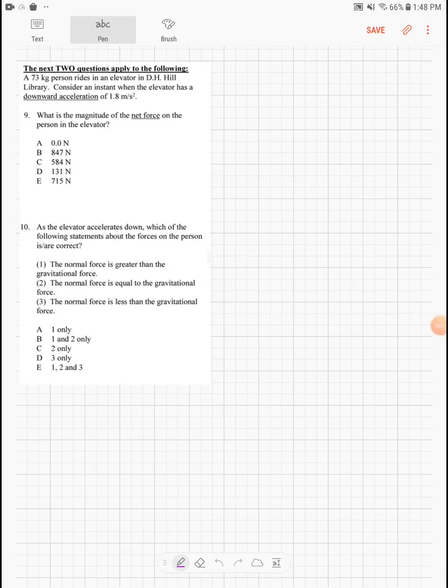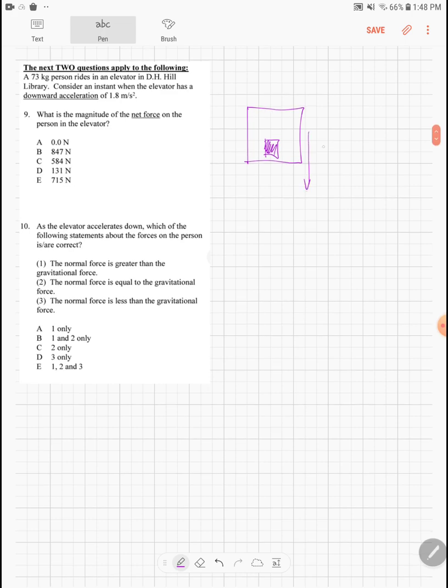Okay, here we have two problems for the same situation, where we have a 73 kilogram person in the elevator, which has a downward acceleration of 1.8 meters per second squared. So let's consider the elevator. There is a person in the elevator, and the entire system goes downward with an acceleration of 1.8 meters per second squared.